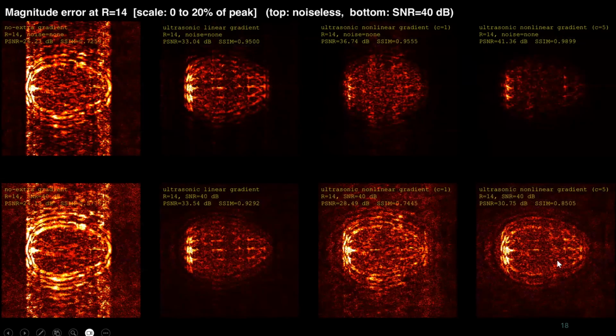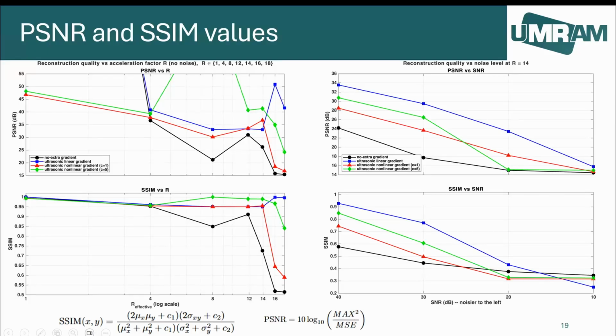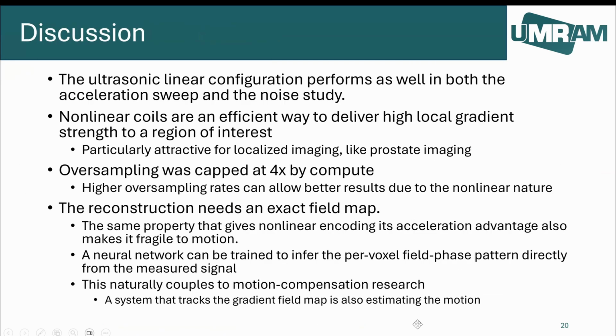So this is better seen with error maps. The nonlinear gradient has higher SSIM for larger acceleration factors. However, the linear conjugate gradient reconstruction performs better with noise. The linear gradient is good for acceleration and noise. The nonlinear gradient, however, has the advantage of focusing the gradient field at certain regions of interest. The performance of nonlinear gradients would increase for higher oversampling rates. Right now, we're oversampling by 4.